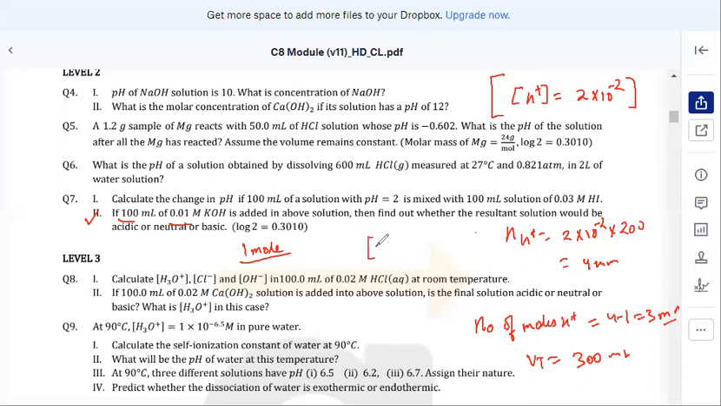So again, H plus concentration will be what? 3 by 300, which is 10 power minus 2. Right, everyone? So it will still be acidic. Got it? Anyone have any issue in this? Okay, very good, everyone.